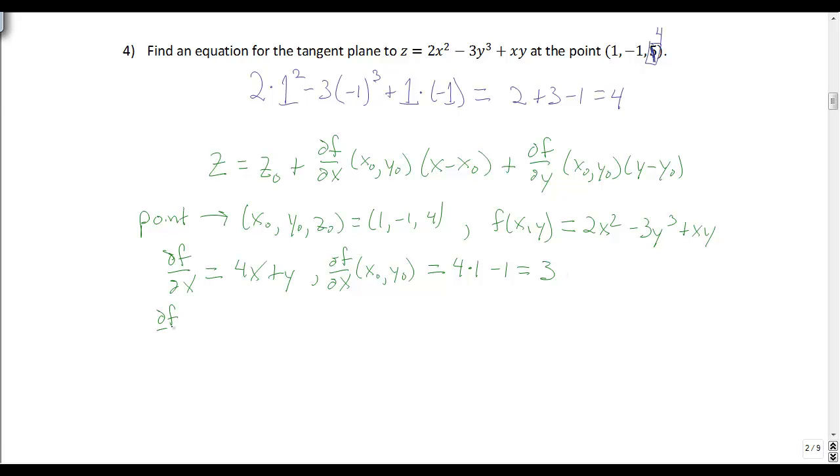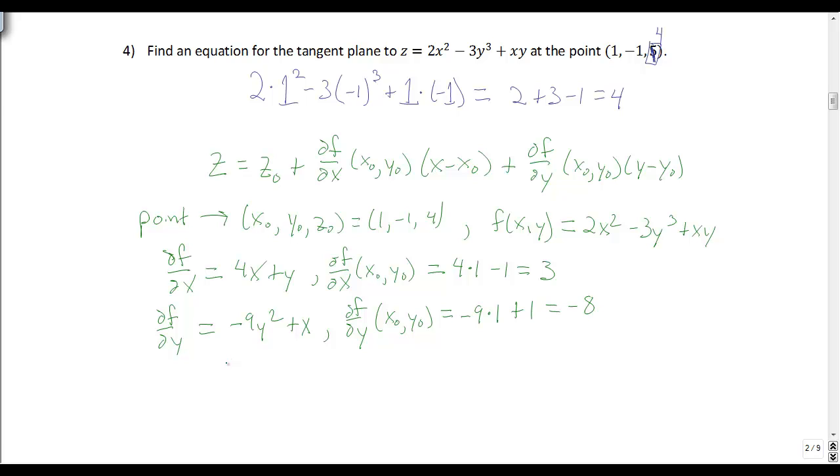And then I do my partials with respect to y. So I take this with respect to y. I'm going to get negative 9y squared plus x. And then I need to evaluate that at (x naught, y naught), which is, again, x is 1, y is negative 1. So you get negative 9 times 1 squared, which is 1. Sorry, actually, negative 1 squared. So y squared is also 1, though. Plus 1 for the x. So that's negative 9 plus 1, that's negative 8.